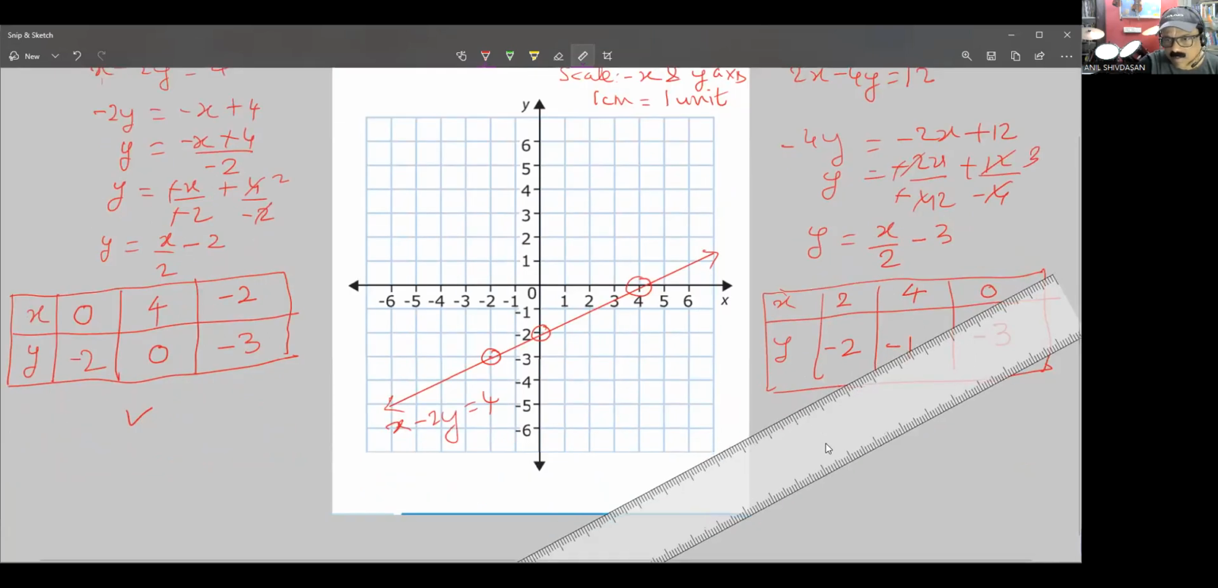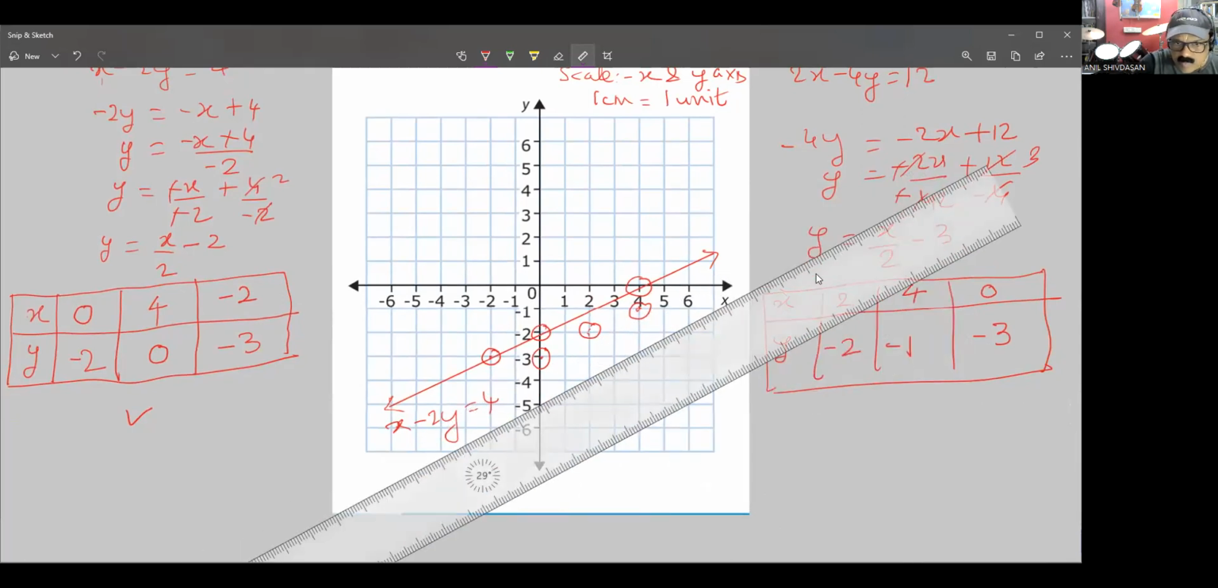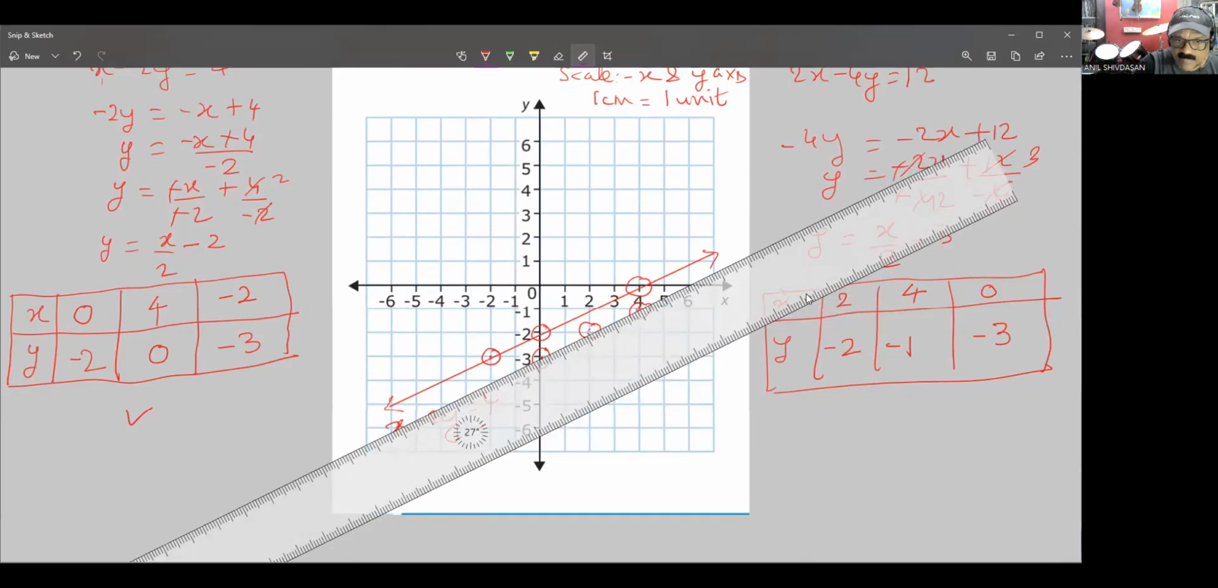So let's plot these points also. 2, minus 2 here. 4, minus 1 here. 0, minus 3 here. When I plot these 3 points, I want to draw a line between all the 3.